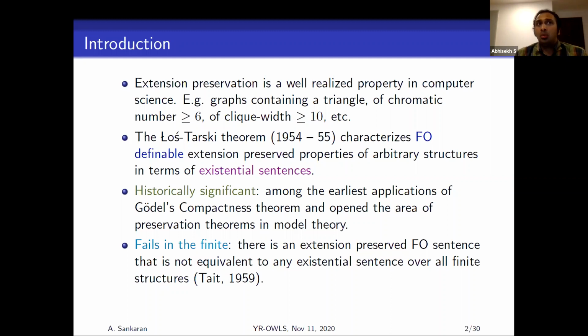Now, when the subject of finite model theory began with the work of Ron Fagin, who proved the first descriptive complexity theory result characterizing NP in terms of existential second order logic, it became interesting to ask what happens to these classical preservation theorems and classical model theoretic results in the finite. And it turns out that systematically, most of them fail in the finite, and the Los-Tarski theorem is no exception.